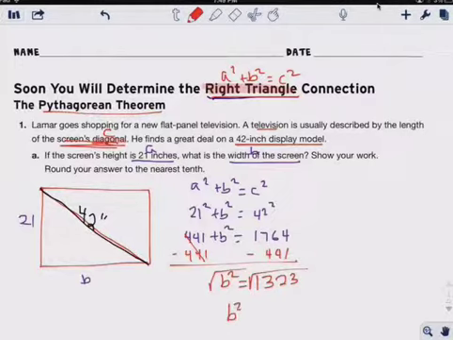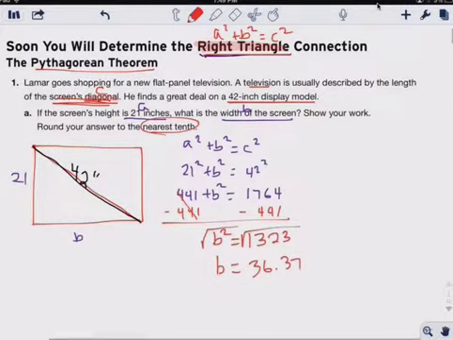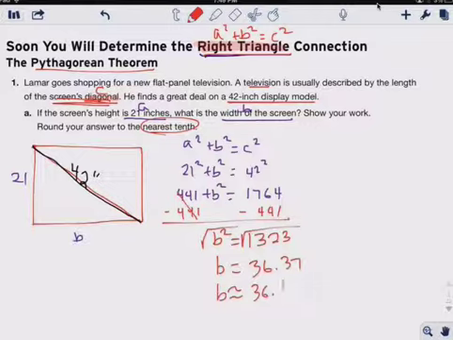B squared, we take the square root of 1323. Enter. Okay, square root of b squared is b, and the square root of this is 36 point, round to the nearest tenth. It's 36.37, so when you round it to the nearest tenth, about 36.4, and this is inches.